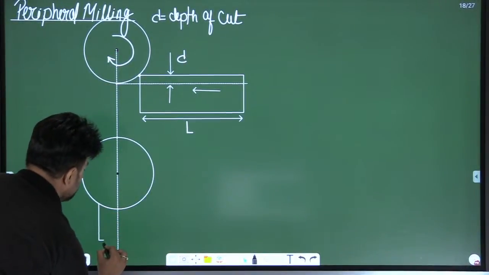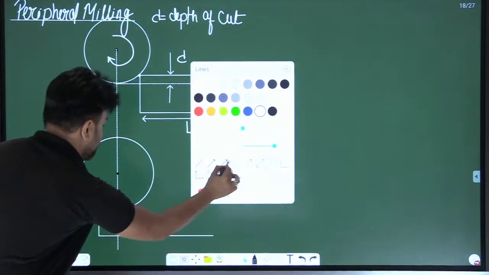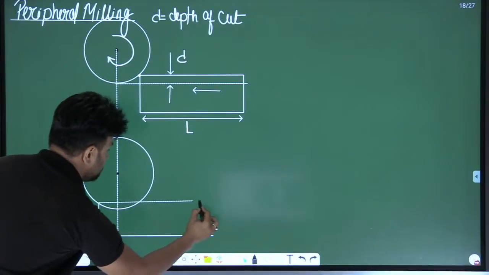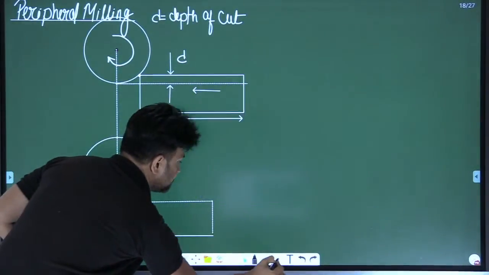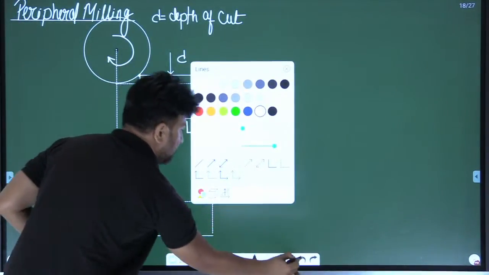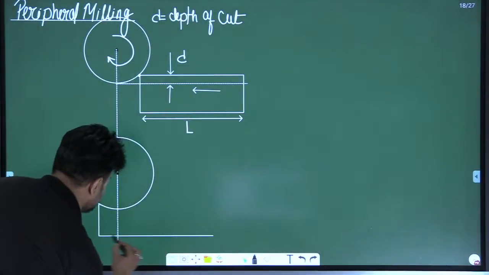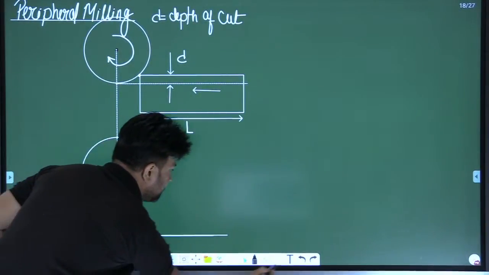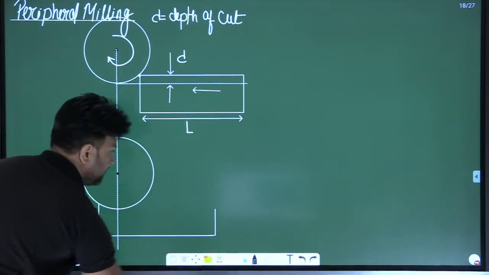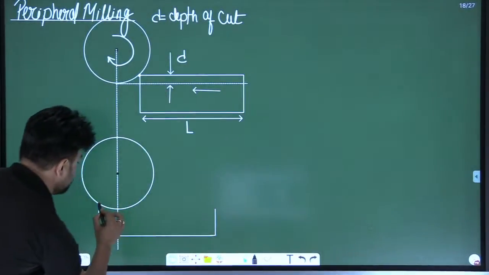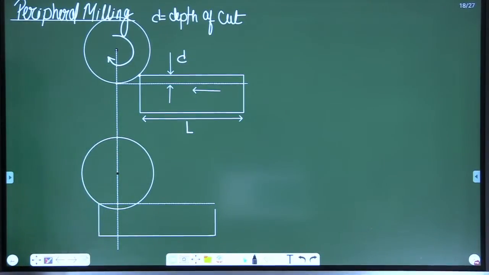Look, this is the L workpiece, and here the workpiece. This is a broken line which I have drawn. Please try to understand. Not this one, this one. Is it visible to you? Tell me yes or no.